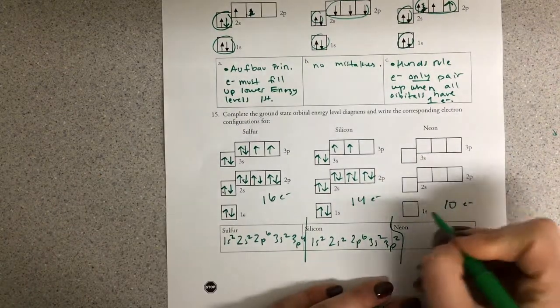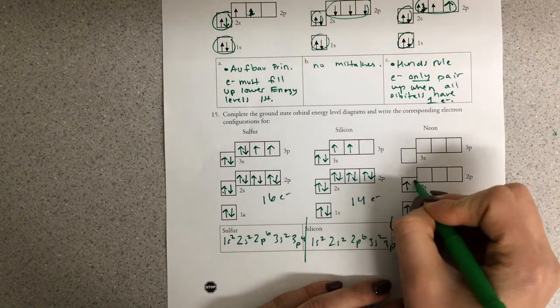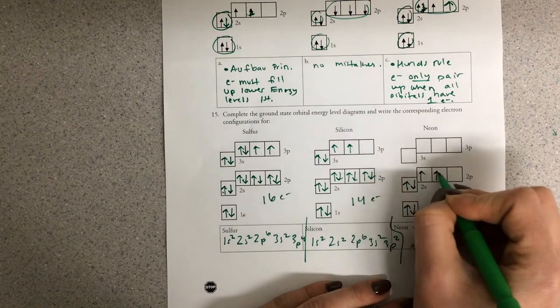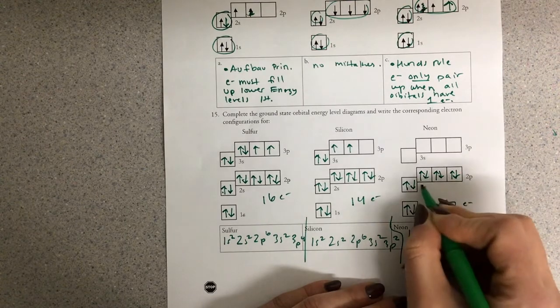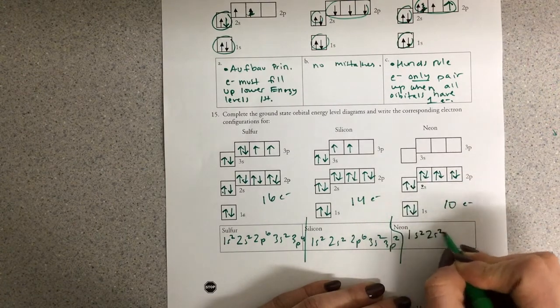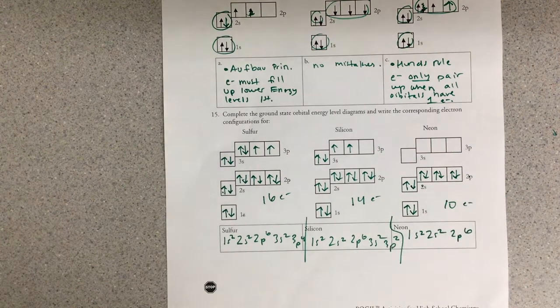Okay, I'm running out of space here. So for neon, let's go ahead and do it. 1, 2, 3, 4, 5, 6, 7, 8, 9, 10. So in my 1s I have 2. In my 2s I have 2. In my 2p I have 6. Boom, done.